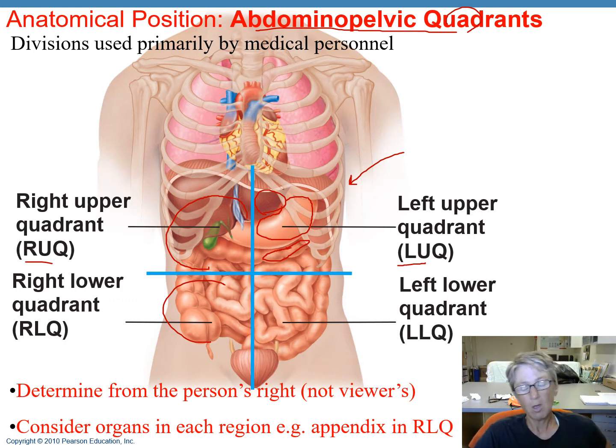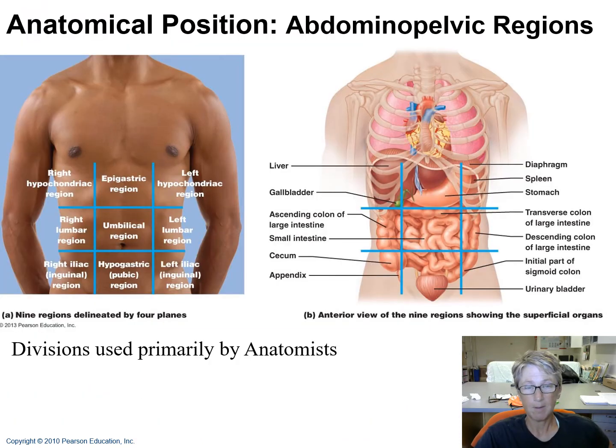And then like I said, you should consider organs in each region. So for example, the appendix, which is right here, is in the right lower quadrant. If you're going to be an anatomist, then you'd want to learn these regions. So for example, here's the umbilical region. We already talked about that. And then above the umbilical region, you have the epigastric. Below it, the hypogastric.